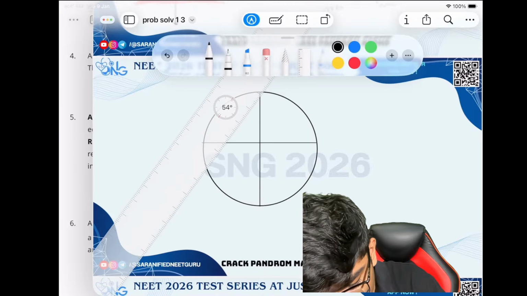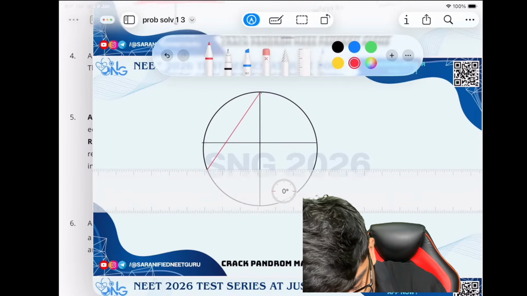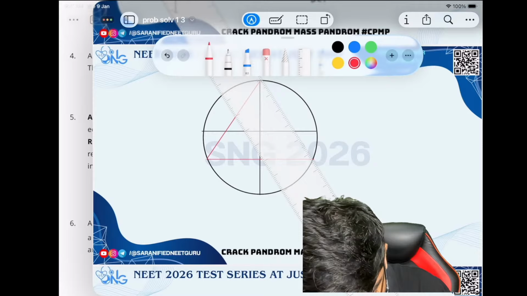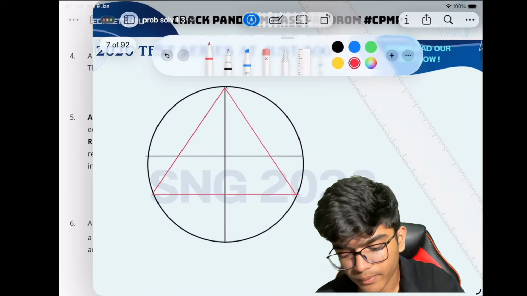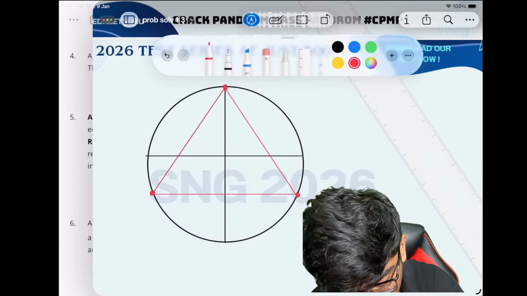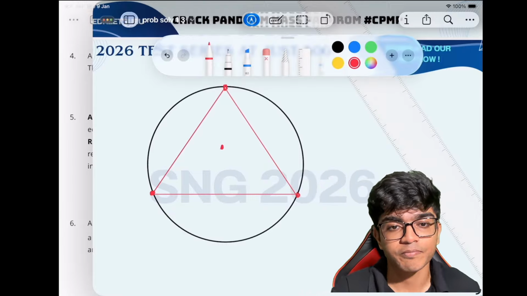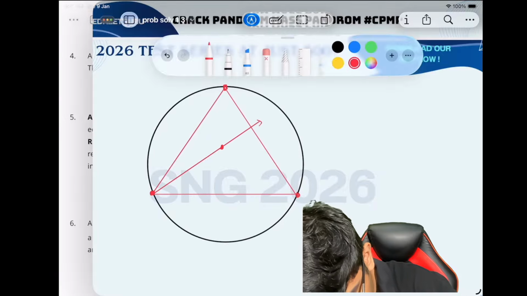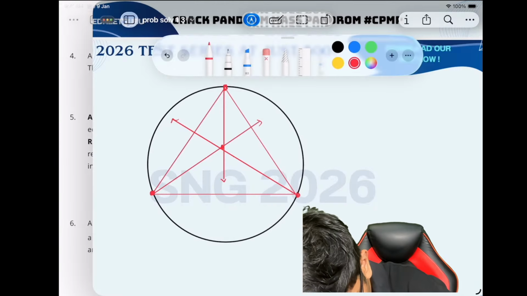The charge arrangement is like this. On the corners of a triangle like this they have charges placed. This is an equilateral triangle. Then the field at its center will be 0. Everyone knows this. Why? Look here, this charge will exert force in this direction, this charge will exert force in this direction, and this charge will exert force in this direction.